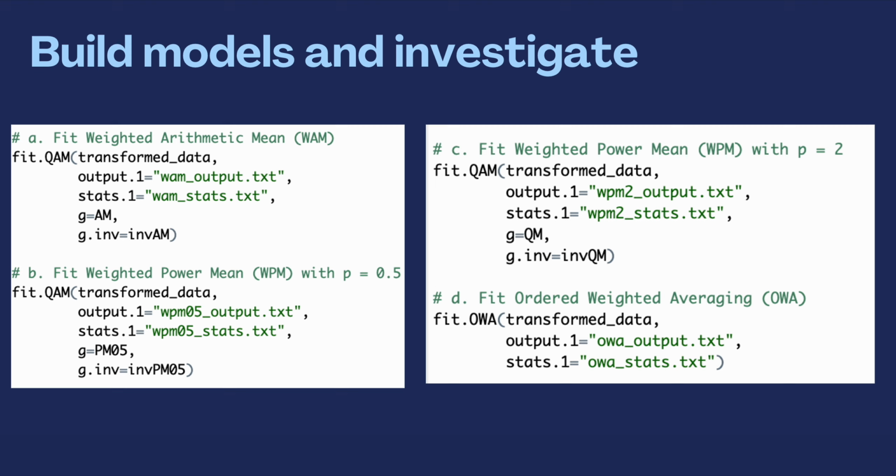And we used four models. Firstly, WAM, weighted arithmetic mean. Secondly, weighted power mean with P equals 0.5, 0, and 2. And lastly, OWA, ordered weighted averaging.